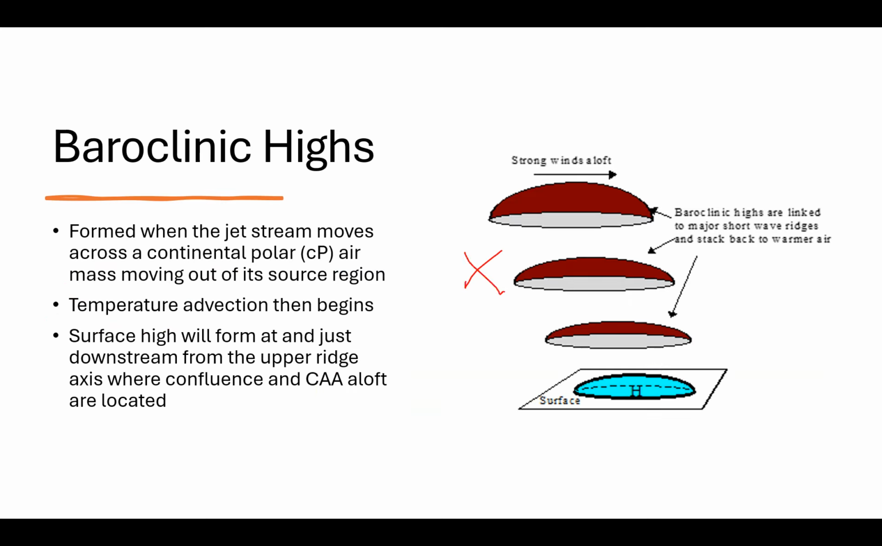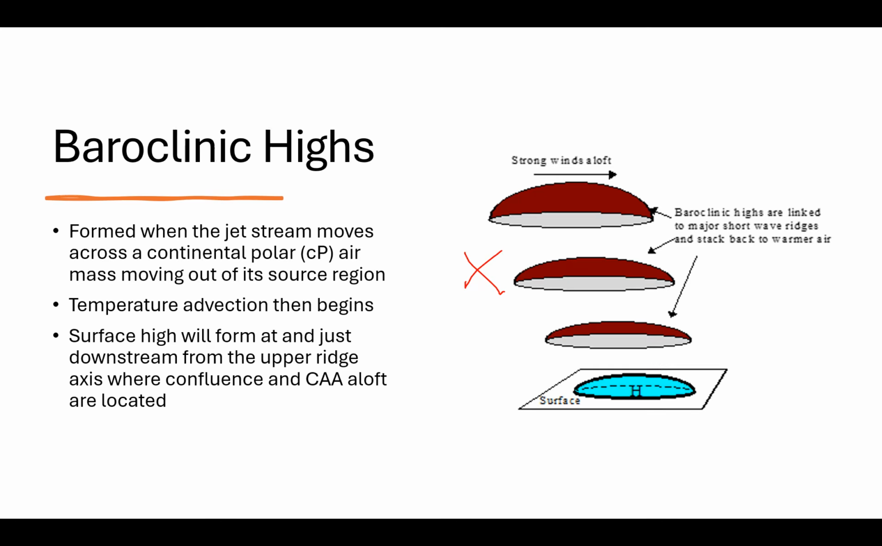But baroclinic highs form when the jet stream is going to move across a continental polar, a CP air mass. Remember, continental polar air masses are cold and dry. In the summertime, they're just kind of cooler and drier. But in the winter, they are cold and dry. They come down from Canada into the United States. So the jet stream moves across the continental polar air mass. That air mass is pushed out of its source region by the jet stream.